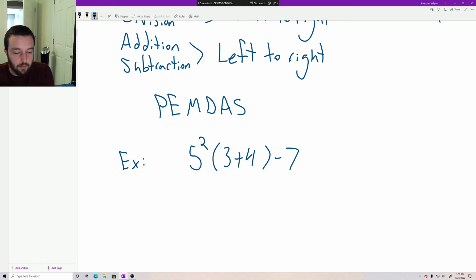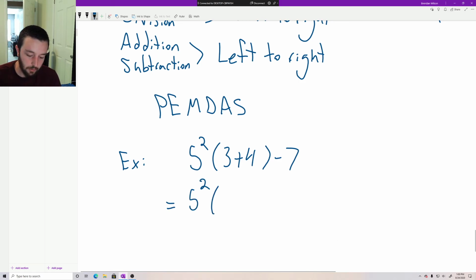So we have four operations here, right? We have the exponent, so we have the exponent with the 5. We have the multiplication, which is the 5 squared times whatever's in the parentheses. We have the parentheses. We have the addition, and we have subtraction. So we have like 5 things going on. So always we should look at the parentheses first. So we do whatever's in the parentheses. Okay. So we do the 3 plus 4 to get 7.